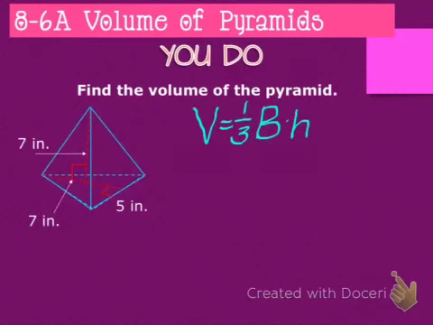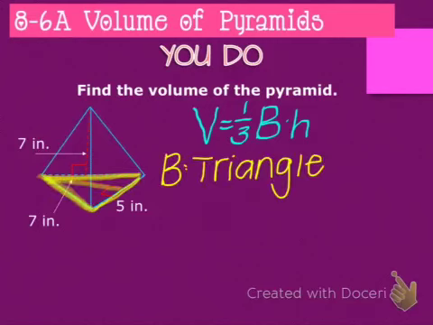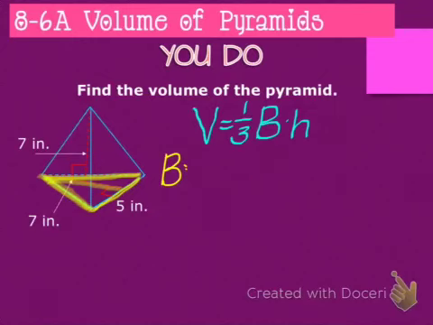So we need to find the volume by doing 1/3 large B, meaning the area of our base, times the height of our pyramid. So we need to first look at the base shape of this pyramid. Again, I can see that my base is the shape of a triangle, so I need to use the formula to find the area of a triangle to find the area of the base. And that formula would be 1/2 base times height of that triangle.